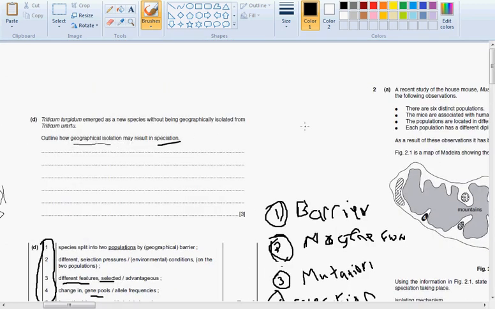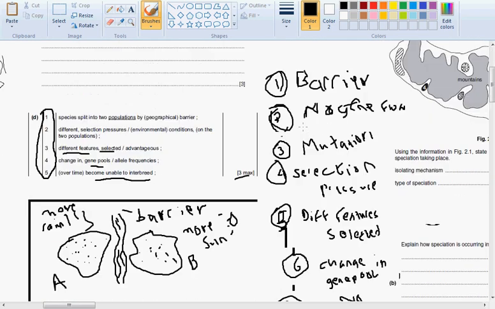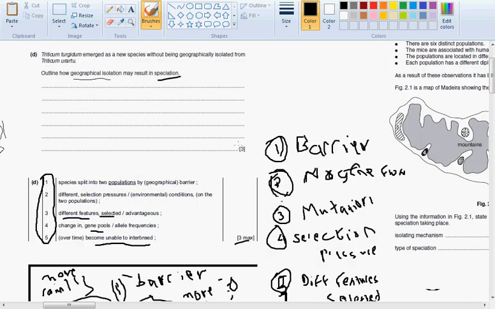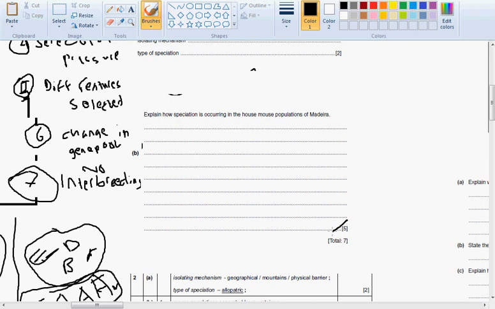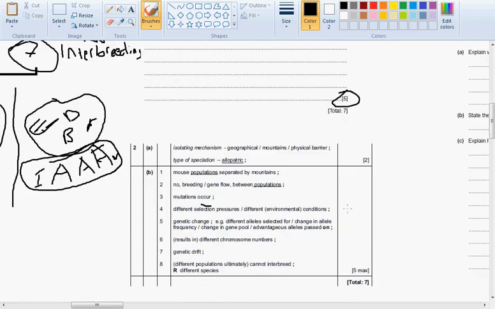Hope that was clear, and I wish you luck. There are few points here because it's 3 marks, and in the next question we will see there are 5 marks, so it depends on the marks. The marks will tell you how much you are supposed to write.